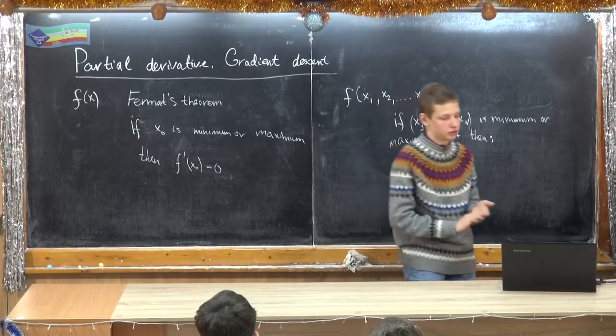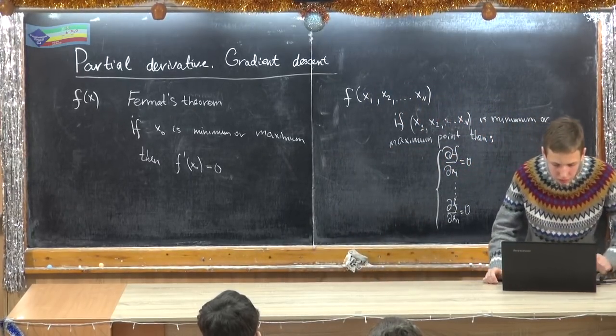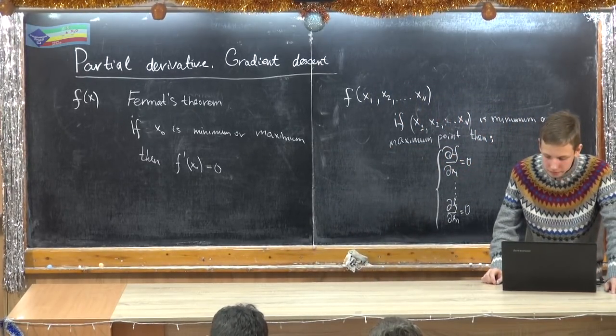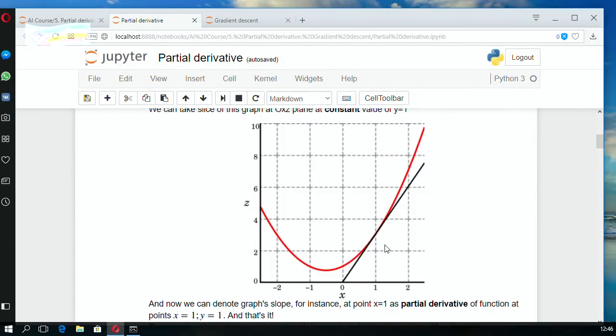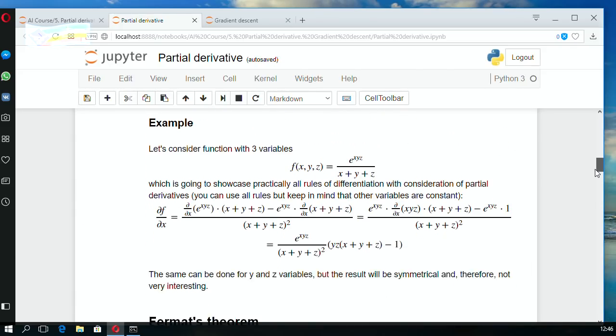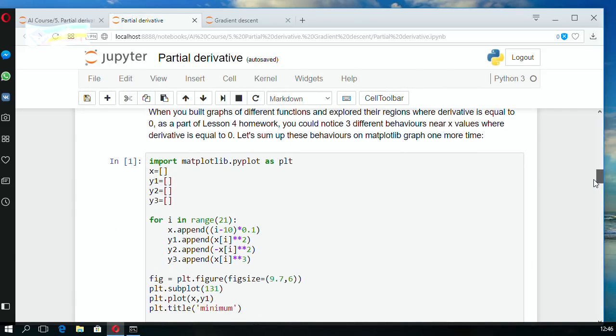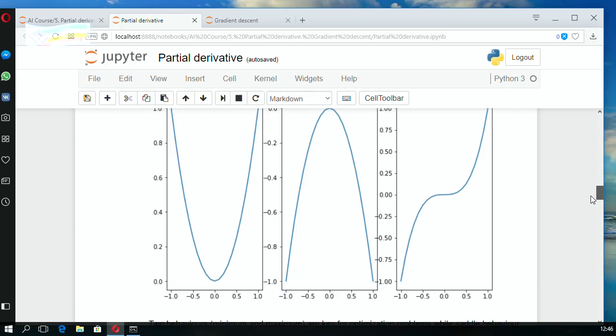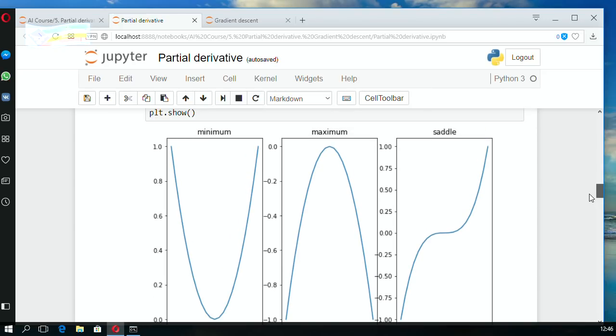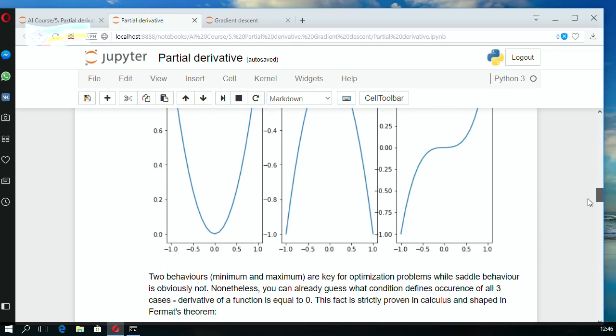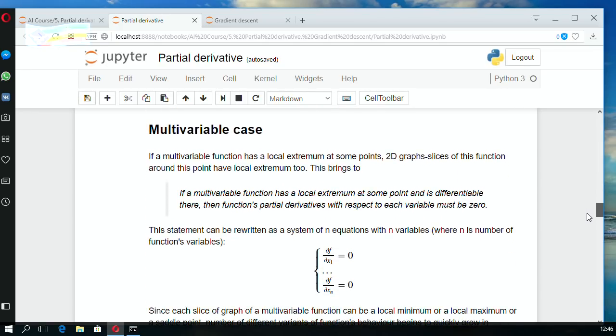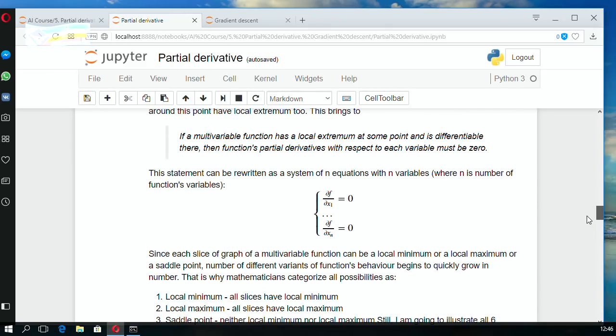And now I'll show you an example for a 3D graph. So that's how we took derivatives from our theorem. You can see minimum, maximum, and the saddle point for a one variable function. And in multivariable we have this system of equations.